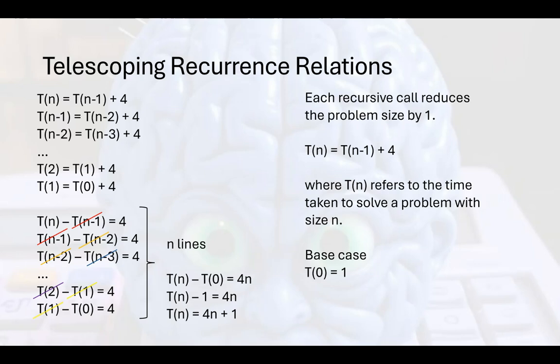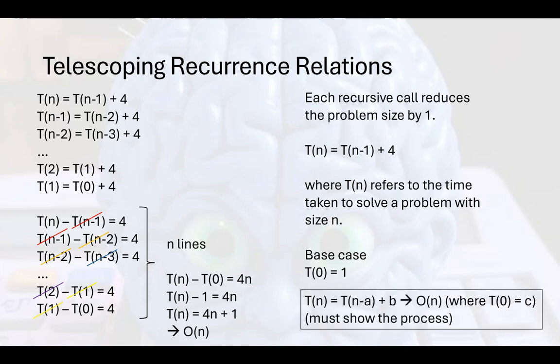Now we've hopefully seen the video on big O notation. We know that this is linear, so we refer to this as big O of n. In VCE Algorithmics, we're only required to solve things of this form, where the decrease and conquer recurrence is t of n minus a plus b, where a and b are both constants, and the base case is also a constant. We know it's always going to come out as big O of n, but we must show the process. That's what we're going to practice a few more times in this video.